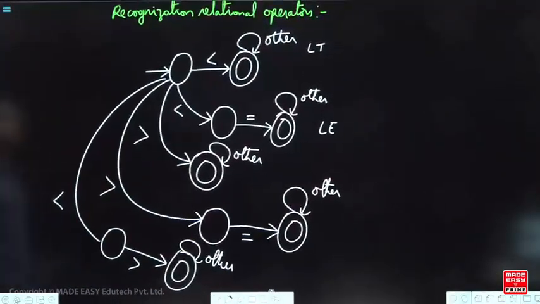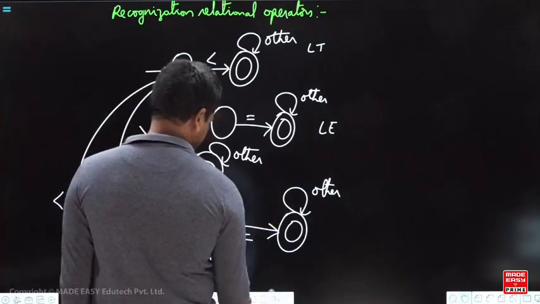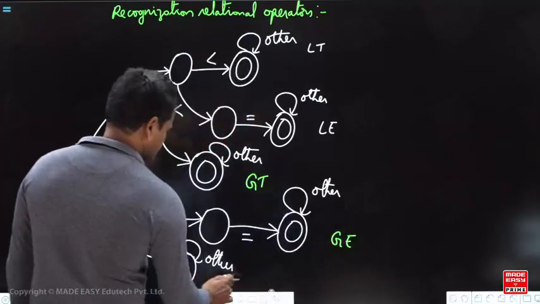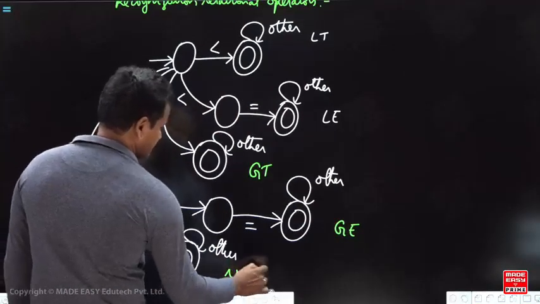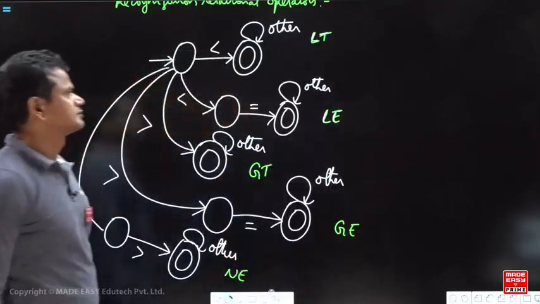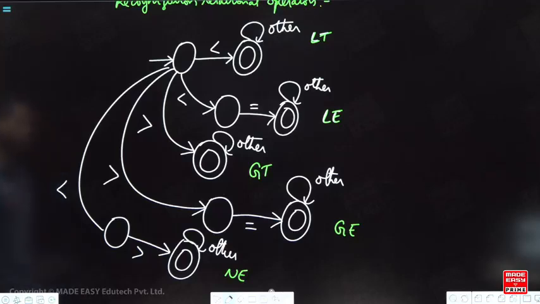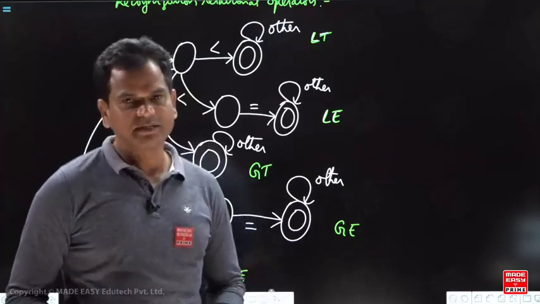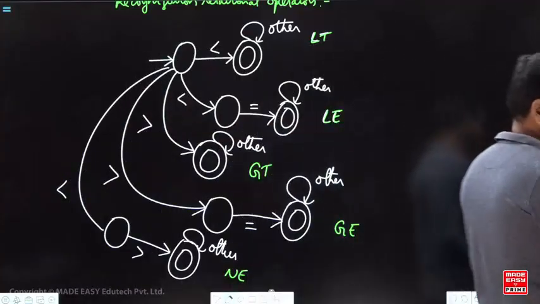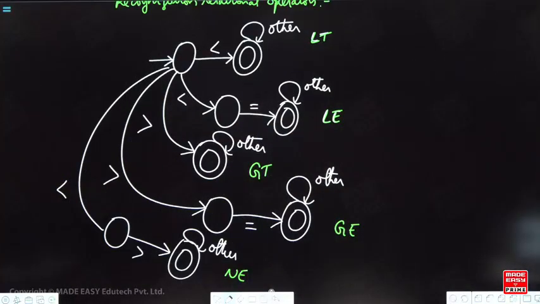You can copy this. This is for greater than. This is for greater than or equal to. This is for not equal to. This is for less than or equal to. This is for less than. Of course, I am not constructing the minimized DFA. You know well, this is not the minimized DFA. Okay. So this is about tokens and patterns and lexemes.